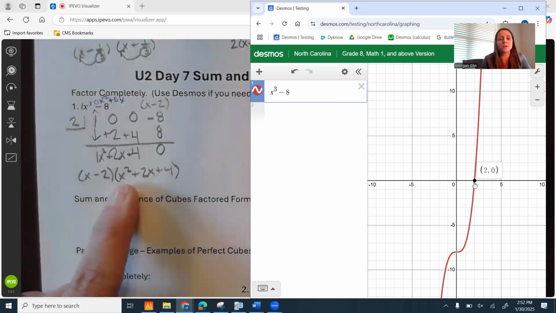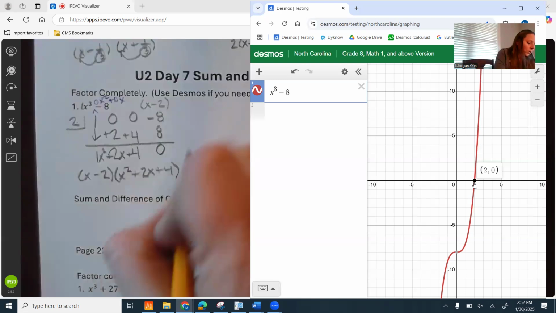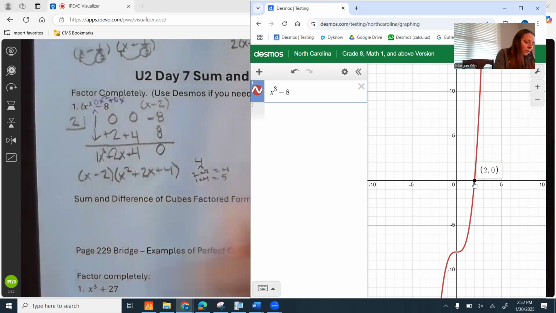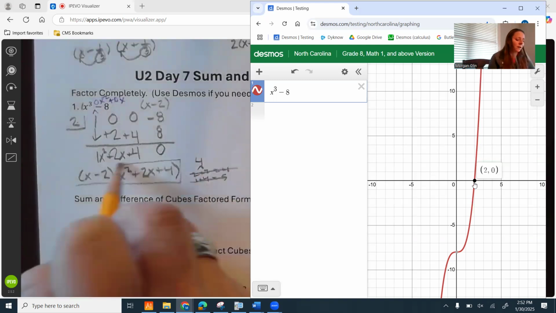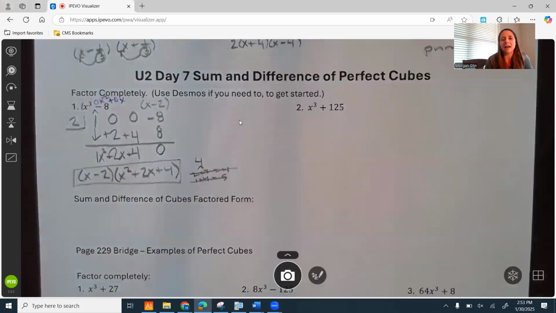There's nothing out in front. So are there factors of 4 that add to 2? Well, the only factors of 4 are 2 and 2, so that gives me 4, or 1 and 4, which gives me 5. It doesn't give me 2. So there's no other factors. So guess what? This is the way it factors. Okay, so let's go look at the next one.